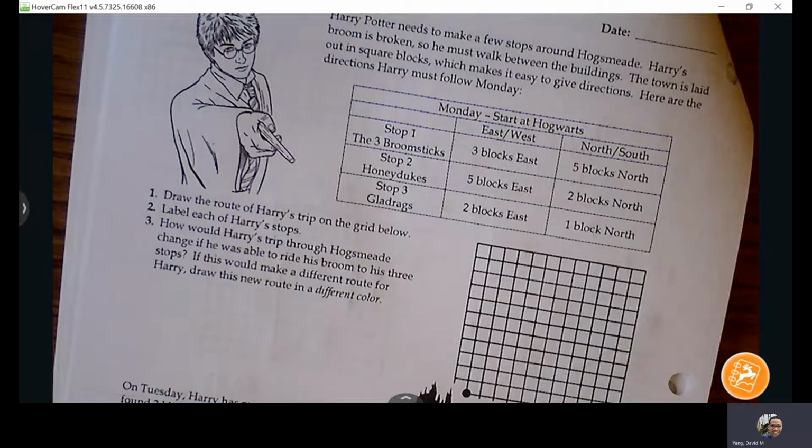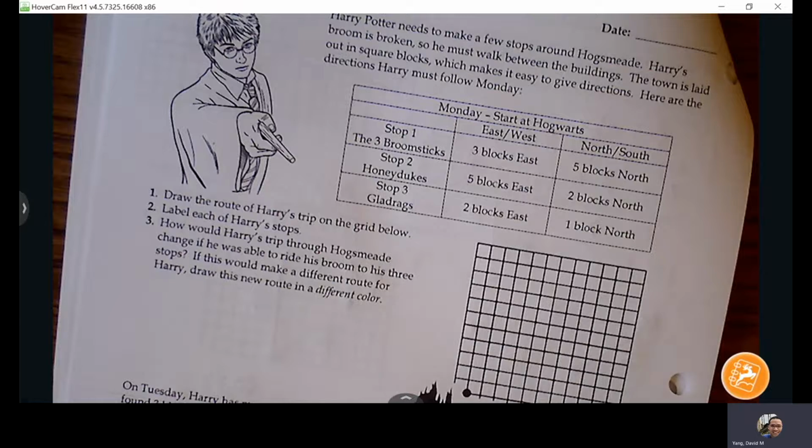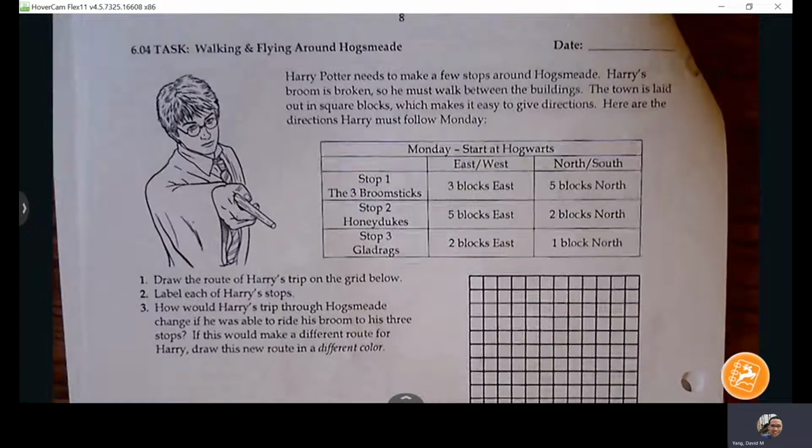Any questions here? Okay, we're just going to start the task on page 8. All we're going to do is follow the directions and sketch out our vectors, and then we can continue on page 9 tomorrow.